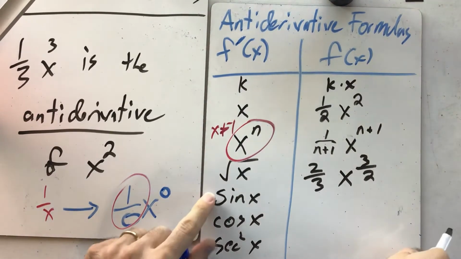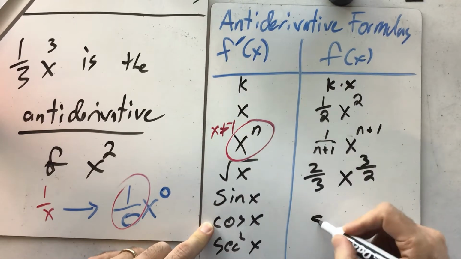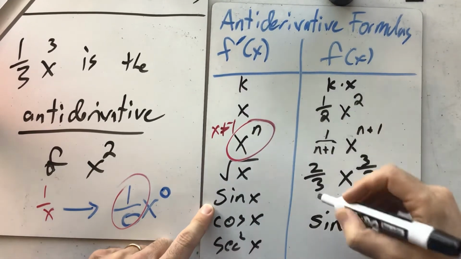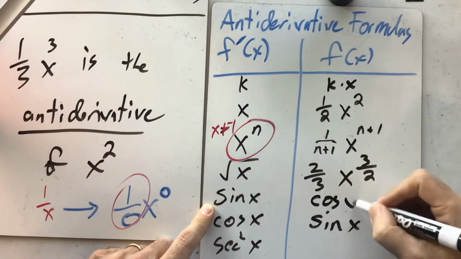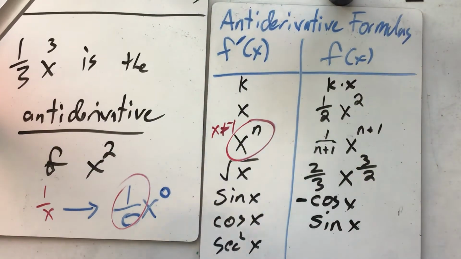Okay, sine and cosine. Well, what I know is that the derivative of sine is cosine. So sine of x matches up with cosine of x. And the derivative of cosine is negative sine. So cosine of x should match with sine of x, but cosine gets the negative sign. Now, I always have to think about these negatives because they're backwards of what they were when we took derivatives, which makes sense, right?